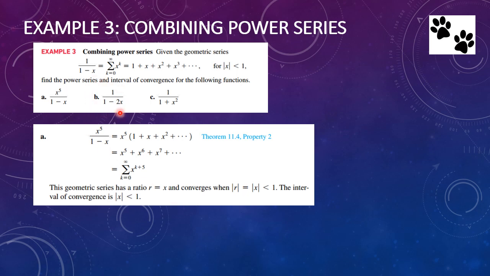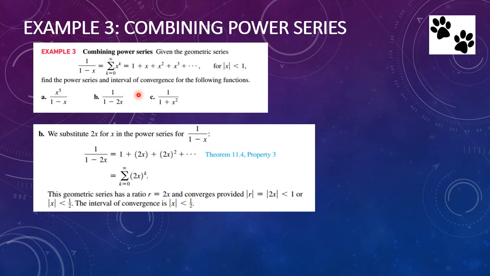When we look at example B, we can see that this is a composite function. If the original function is f of x, notice that we've substituted in 2x where there's an x, so we have f of 2x. So this is the third part of theorem 11.4. So 1 over 1 minus 2x gives us 1 plus 2x plus 2x squared. So again, notice that wherever there's an x, it becomes 2x, etc.